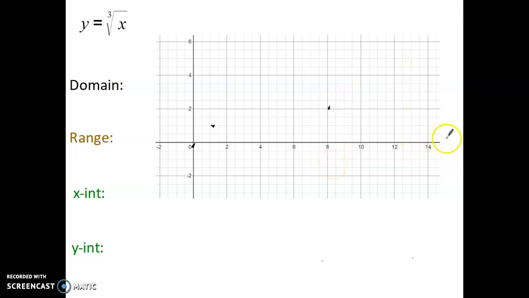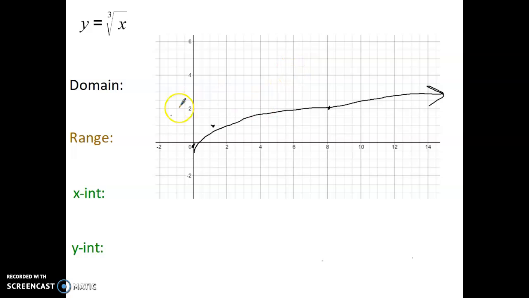And our next perfect cube number is 27, which I cannot see on my graph. So I'm going to choose to stop right there. And I'm going to connect the dots in a nice smooth curve, going on and on forever to the right because I can keep taking cube roots as far as I want.